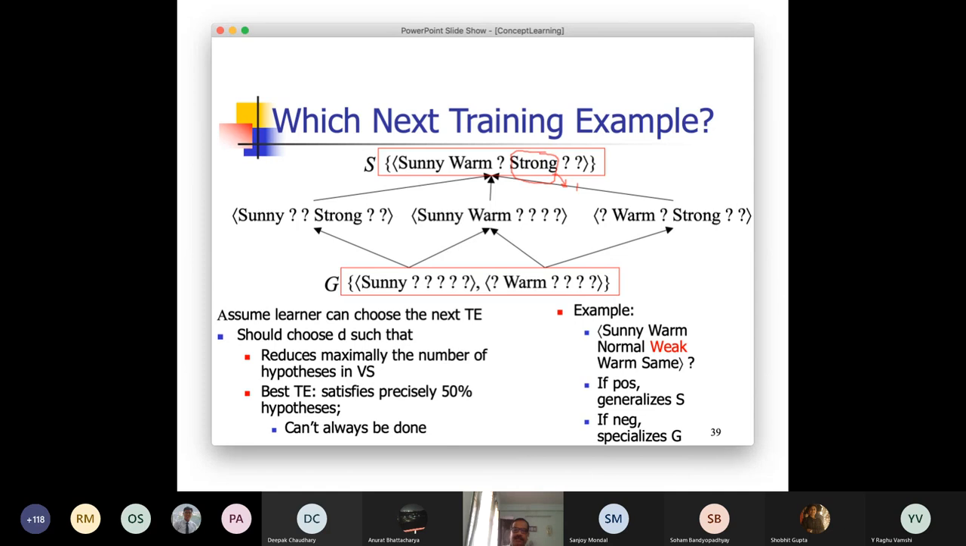If it is negative, then you can see that both of these are to be changed, right? Because at this place, it is accepting this sample. So you need to modify this boundary G and also take the minimal specialization of that case, so that G gets modified, and accordingly the other.